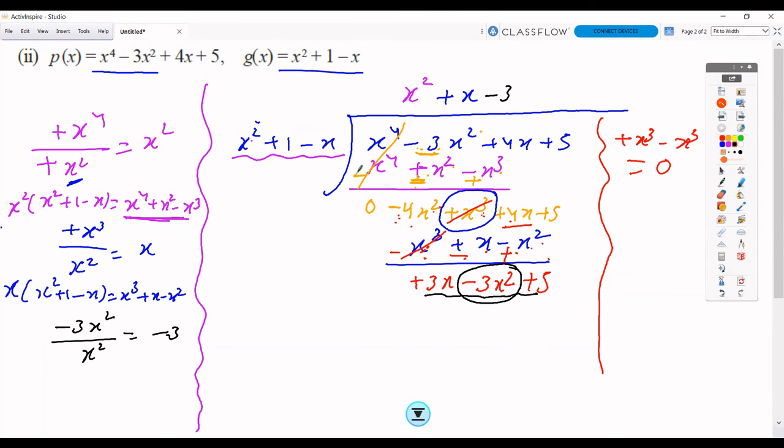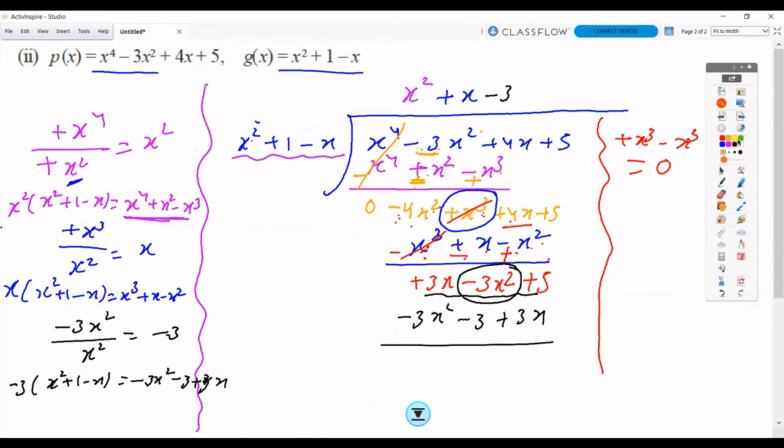Keep minus 3 here. Now, if you are keeping minus 3 here, so minus 3 is going to be multiplied by x² plus 1 minus x, and altogether this will be 3x² minus 3 plus x, 3x. Now this we are going to transfer here. So minus 3x² minus 3 plus 3x. And then once again, we are going to change the sign. Sign means plus, plus and minus.